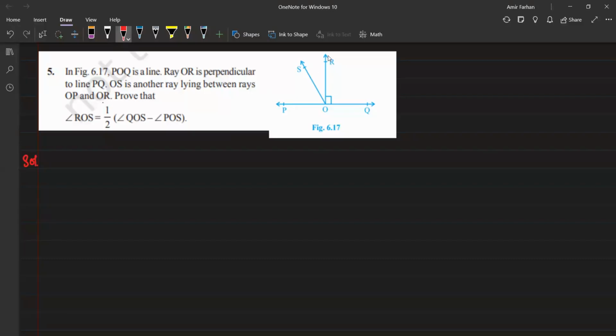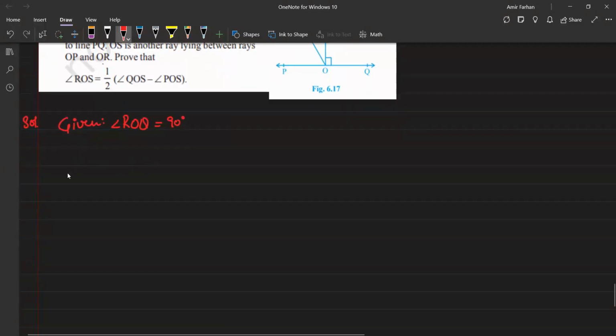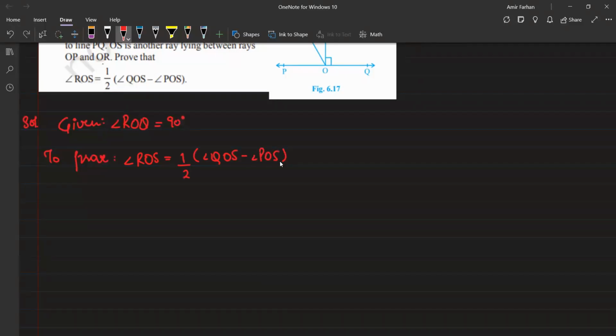The question is saying OR is perpendicular, which means angle ROQ is 90. OS is another ray lying between OP and OR. OP ray is this and OR is this, so it's lying between them. We need to prove ROS is half of QOS minus POS. What is given? Angle ROQ equals 90 degrees. To prove: angle ROS is half of angle QOS minus angle POS.